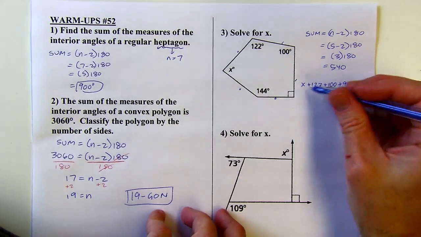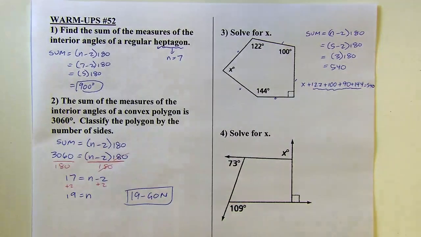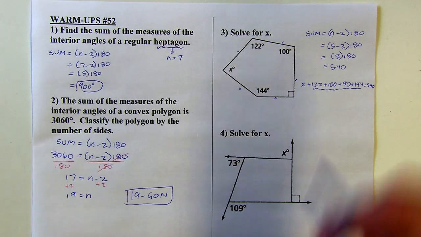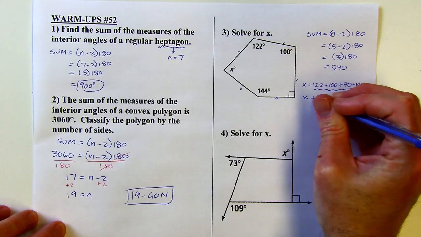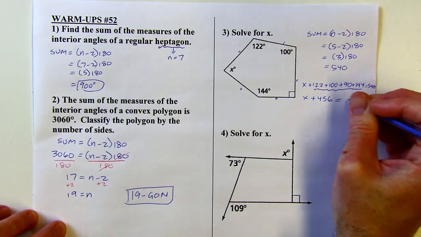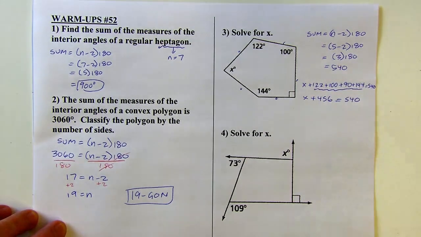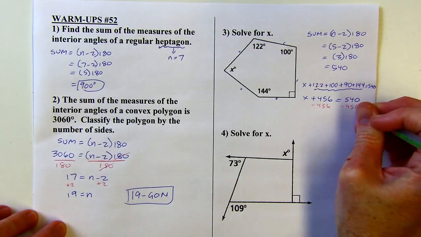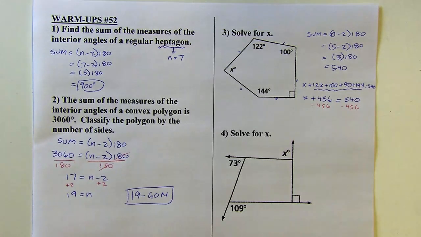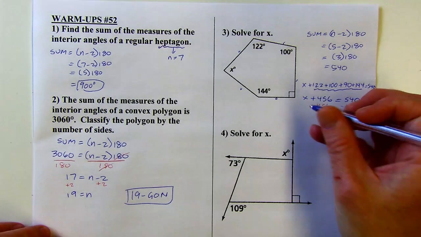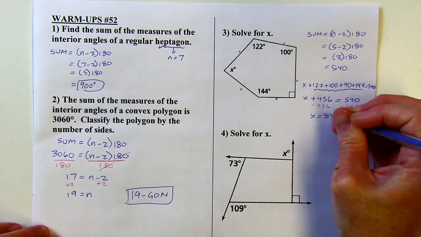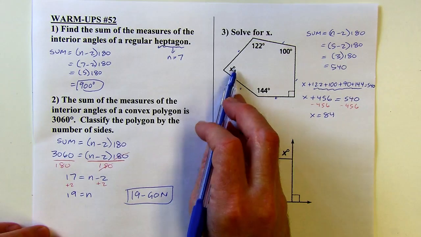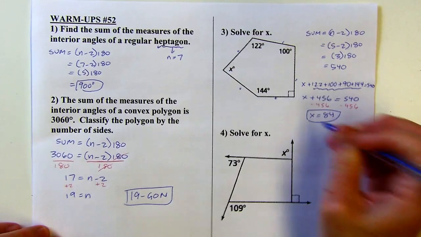I'm going to combine all these on the left side first, using a calculator because it's early in the morning right now. So 456. I get x plus 456 equals 540, and then I'm going to subtract 456 from both sides. And I get 84. So x should be 84. I don't need the degree symbol because it's just the number that goes in there. The degree symbol's already there. So that's what x would equal.